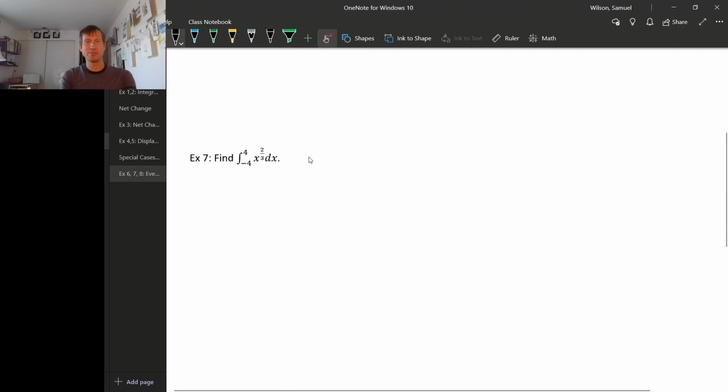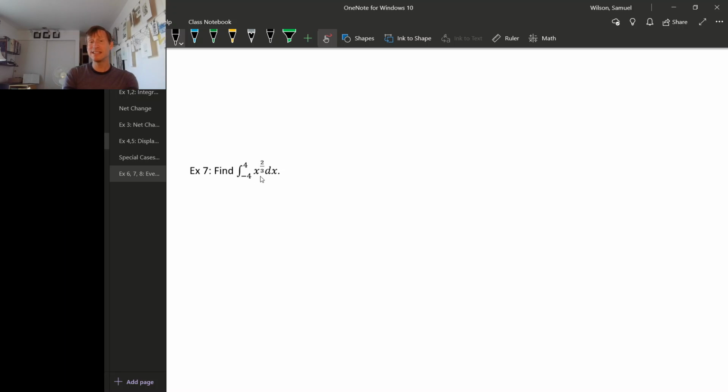Let's look at a second example. So how about this one? The integral from minus 4 to 4 of x to the 2/3. It's a little harder to tell if this is even or odd, but in fact it is even. It's even basically because of the squaring there. That kind of forces it to be even. If you looked at a graph, it would be a little more apparent that it's even. The graph of this function looks like this.